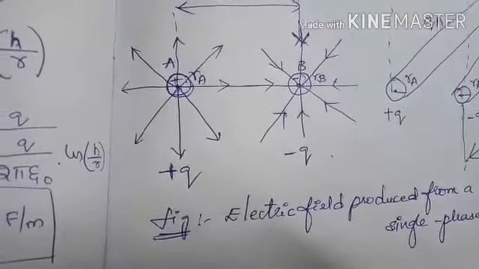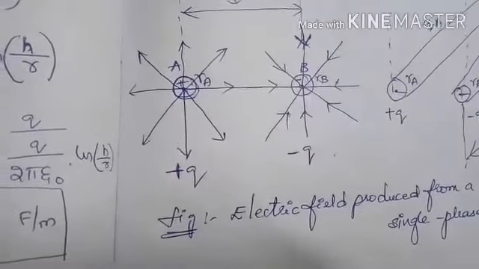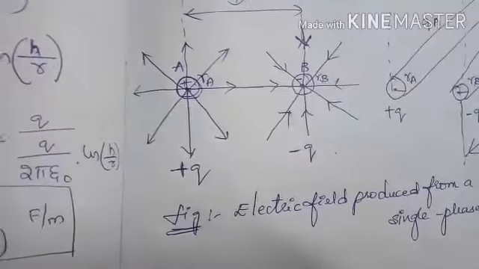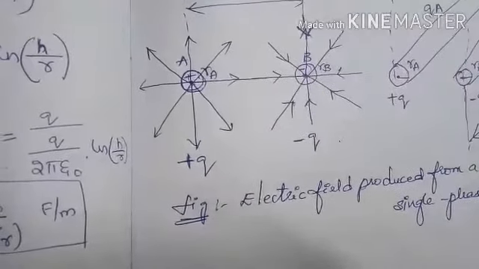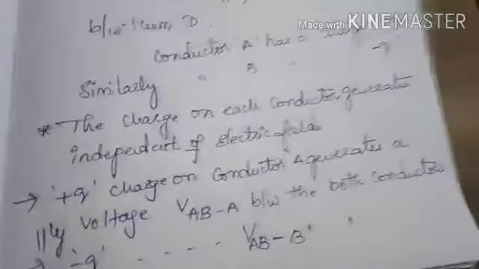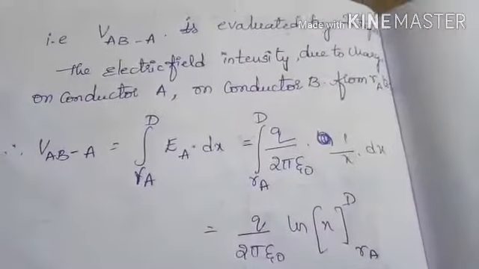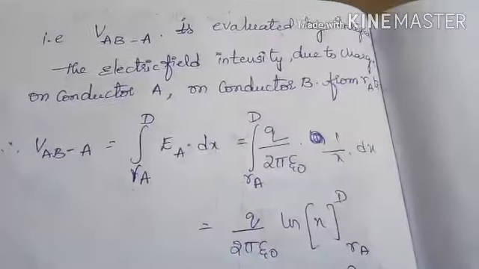Now, due to conductor A, the potential difference produced between the two conductors will be represented as VAB due to A. Similarly, the charge of minus q coulombs on conductor B generates a voltage, VAB due to B, between both conductors.